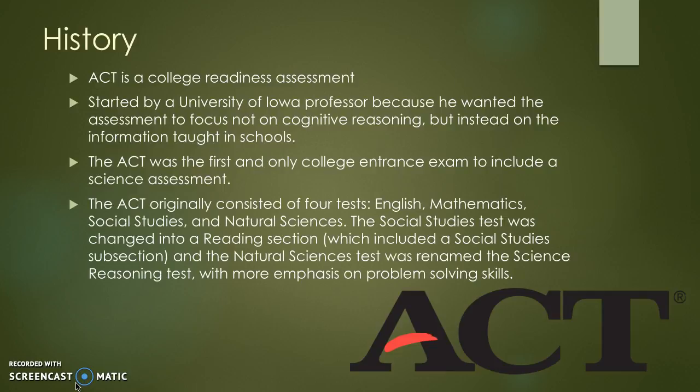So at first, the ACT was four subtests: English, math, social studies, and natural sciences. But then the social studies test was changed into a reading section, which just included a social studies subsection, and the natural sciences was renamed the science reasoning test. So I thought it was really cool that this test actually included more than just reading and writing and math. It has your science and it has a bit of social studies.